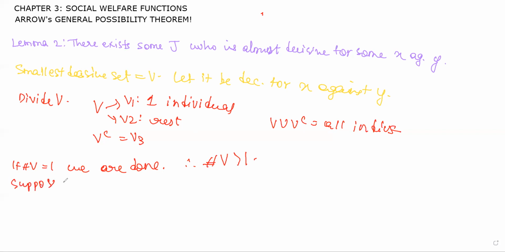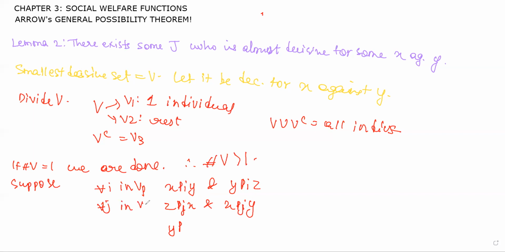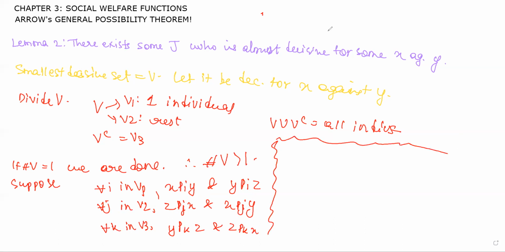Suppose now, for all i in V1, x P_i y, z P_i x P_i y. Sorry, just a second. For all j in V2, and for all k in V3, we have y P_k z. First of all, an important clarification. We are able to take such a thing, a counterexample, to prove our point because of condition U. So nobody can come here and tell you that you cannot suppose these are the individual preferences, because then that would violate U and be done.